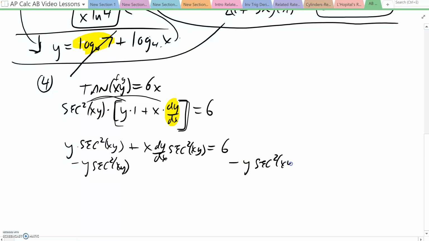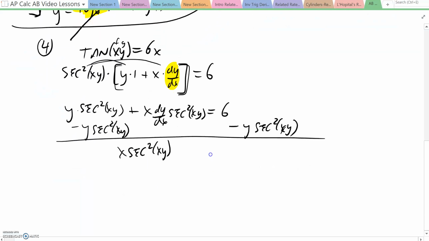Easy enough. You know, it's a big messy term, but we can subtract it just like any other term. And then we'll be left with, I'm going to rewrite this. I didn't like the order I put there last time. So x secant squared xy times the dy dx. There's our prize, right? Keep your eye on the prize. Oops, we got a 6 minus y secant squared of xy.